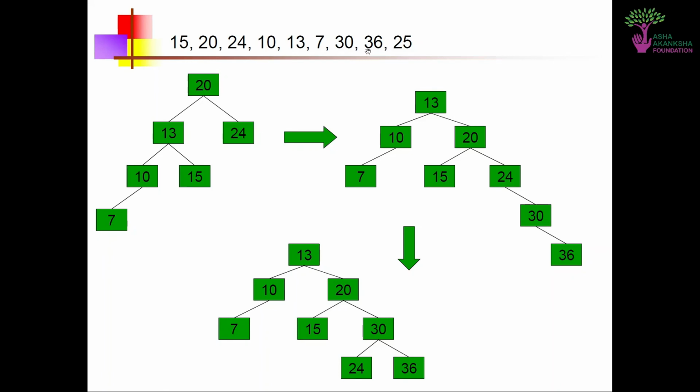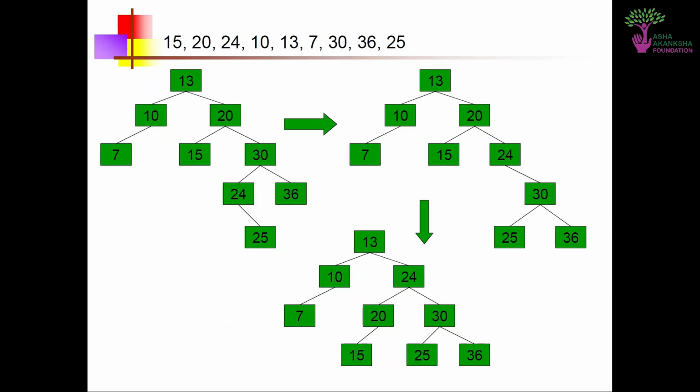Then we add 36, so 36 goes to the right of 30, and our AVL property is being violated at 24. So it is a right-right case, so a single rotation anti-clockwise, and it will look like this. And then finally we have to add 25. So 25 comes here, and in this case the AVL property is being violated at 20.